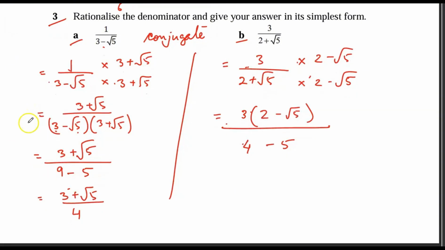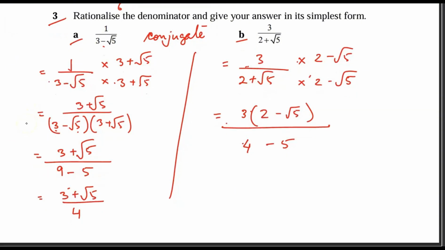And now let us expand the bracket. That's going to be 3 times 2 is 6, and then minus 3 root 5 over 4 minus 5 is minus 1, and then dividing by minus 1 will change the signs. Okay, so positive 6 will become negative 6, negative 3 will become positive 3 root 5. So there we go.